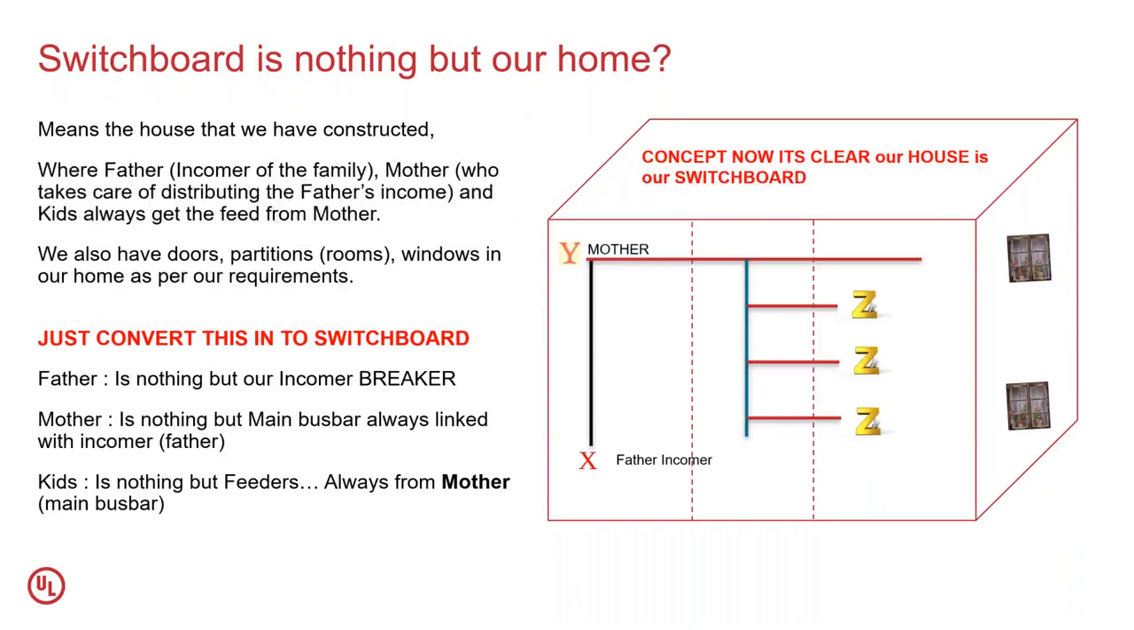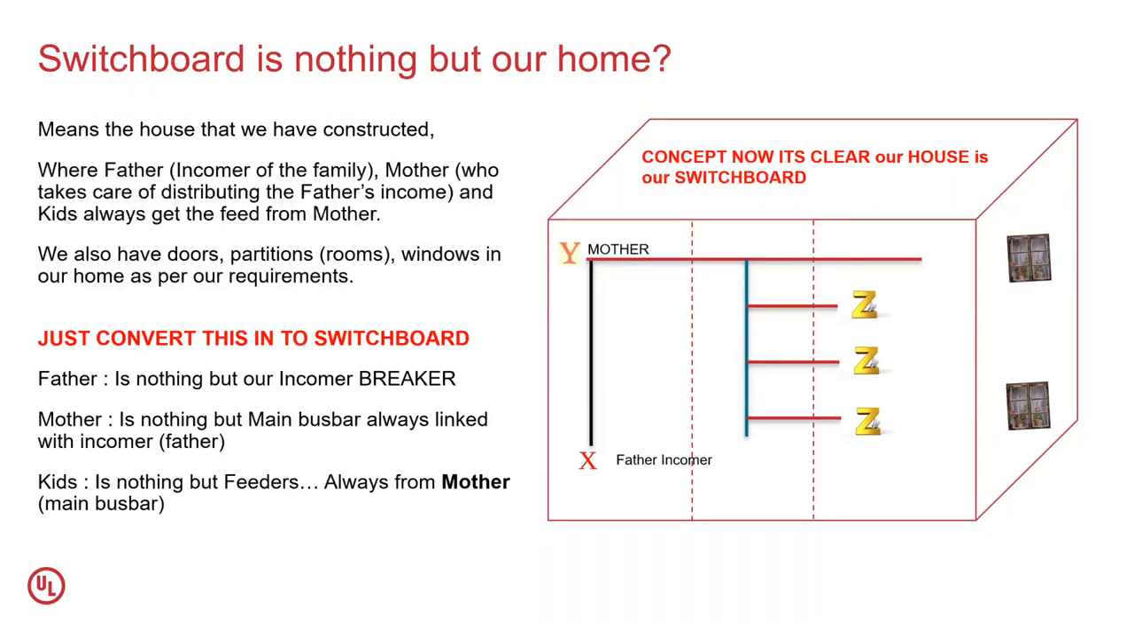In the house that we constructed, the father is the incomer of the family, the mother takes care of distributing the father's income, and the kids always get their feed from the mother. Correct? We also have doors, partitions, windows in our home as per our requirement, correct? So now let me convert this into a switchboard.